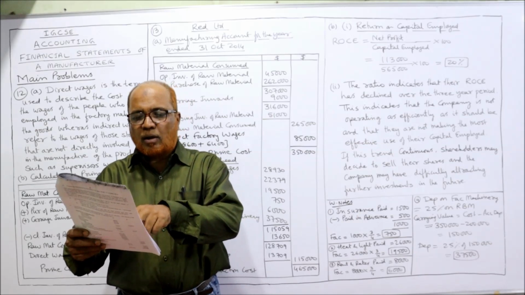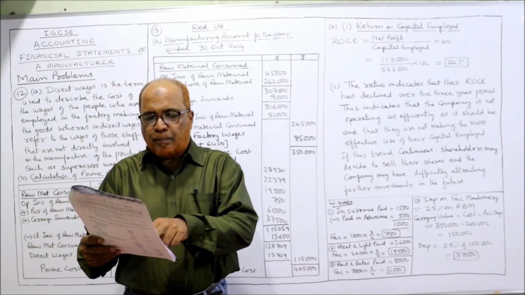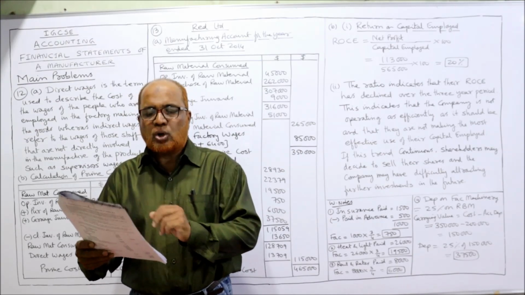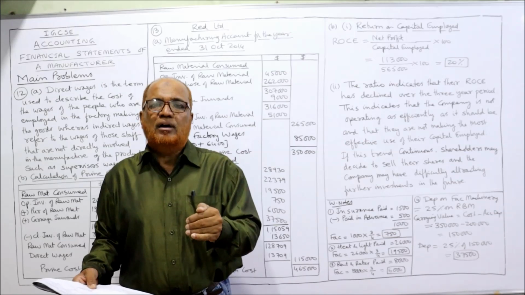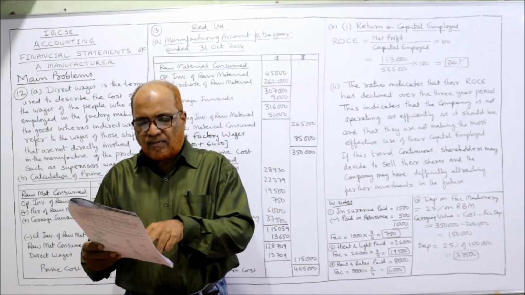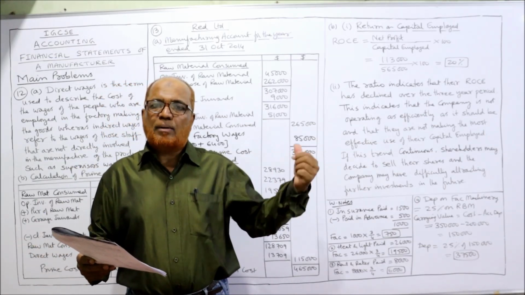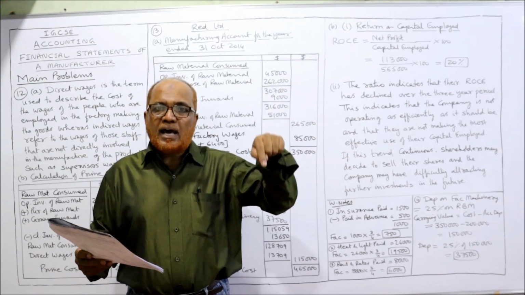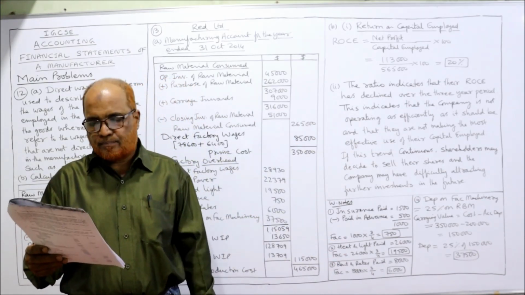The beginning of the year, raw material, WIP, finished goods, all the three inventories. Then purchase of raw material, carriage on raw material. This carriage on raw material is the carriage inward. It will be added to purchase of raw material. Then direct factory wages, indirect factory wages. Direct factory wages will come under prime cost. Indirect factory wages will be considered under manufacturing overheads.